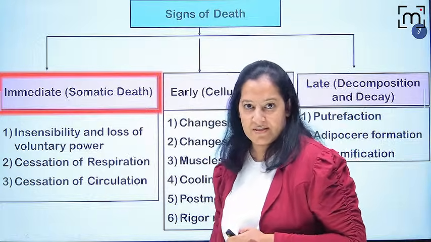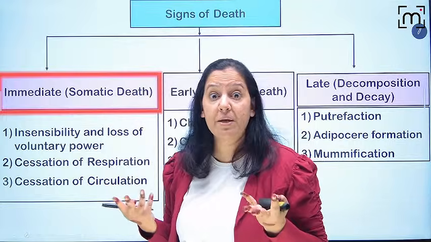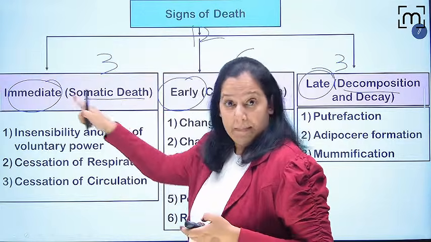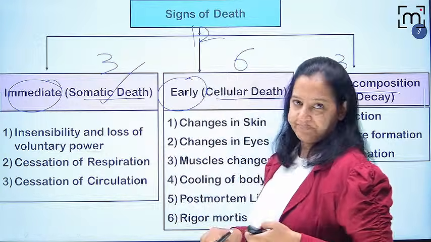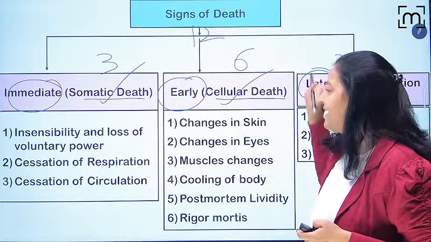Come on, the immediate changes. There are 3 immediate changes. What are the 3 immediate changes, and what do they indicate? Immediate changes indicate somatic death. Early changes indicate cellular death.